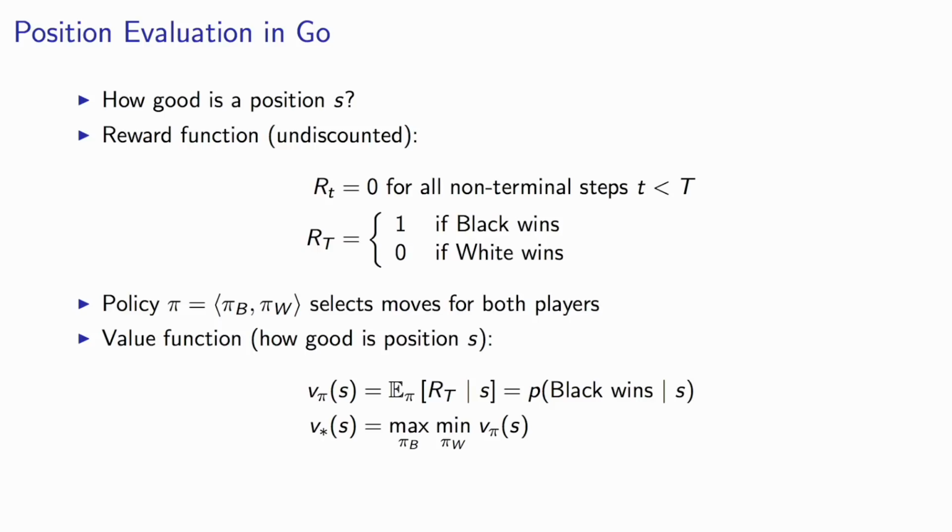So it's fairly sparse. And then there's a policy that basically tells you how the one player moves and the other player moves. You might only have control over one of these. You might have a fixed opponent. And the value function is very simple. For a given policy, it's just the probability that you win. And the optimal value function is, of course, trying to maximize that probability that you win.